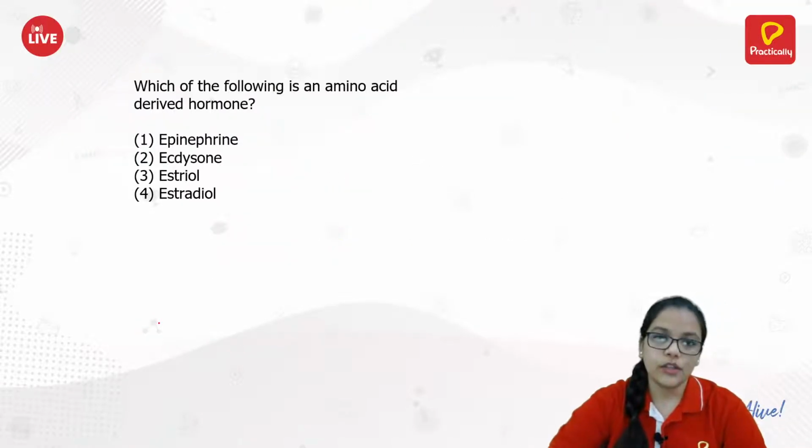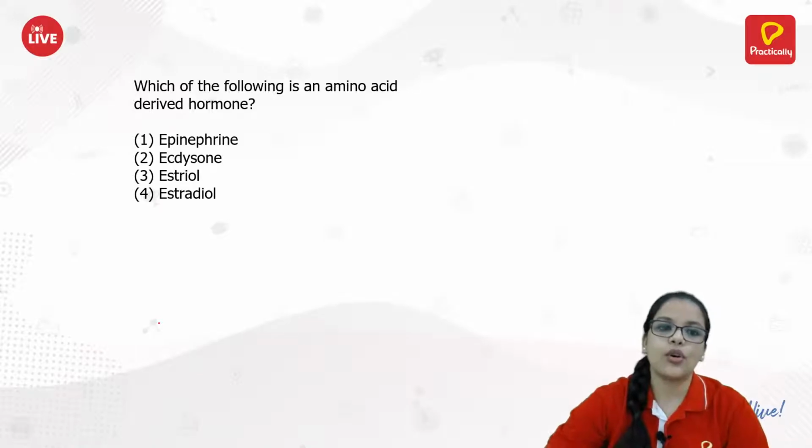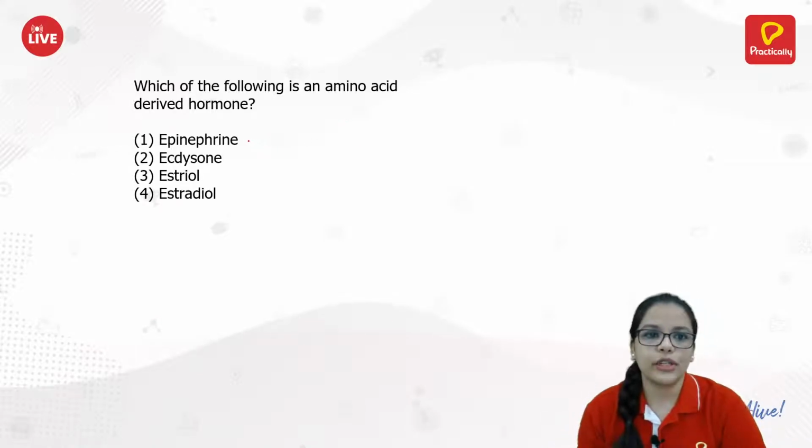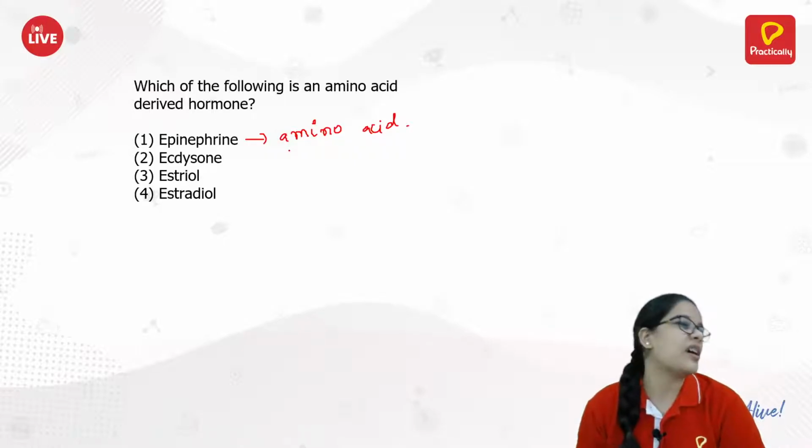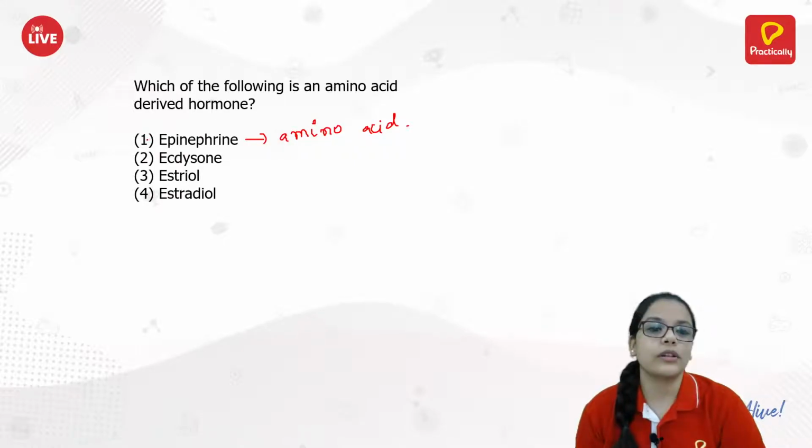Let's go. Which of the following is an amino acid derived hormone? Epinephrine is an amino acid derivative. This is one of the easiest questions because it keeps coming and you know what epinephrine is.